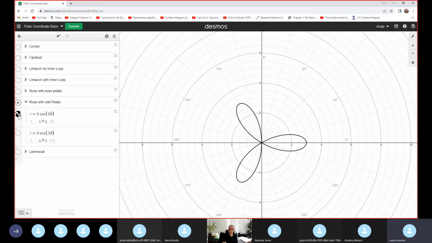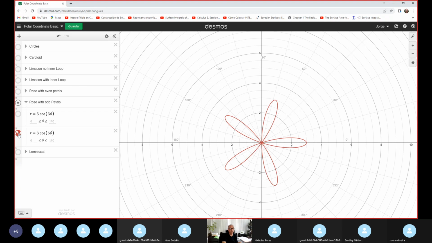3 petals. And the coefficient is 3. So there is a perfect coincidence with the number here. It's easy to memorize. When the coefficient inside the trigonometric function is an odd number, it's exactly the same as the number of petals in the rose. When it's even, no, it's doubled. 5 petals, we expect. Look at that. You see?